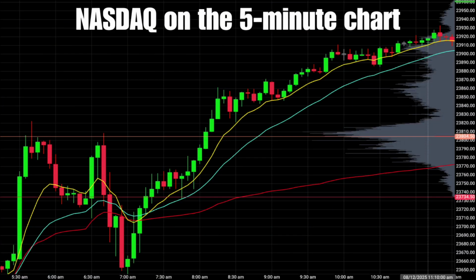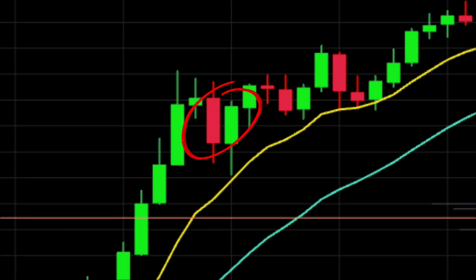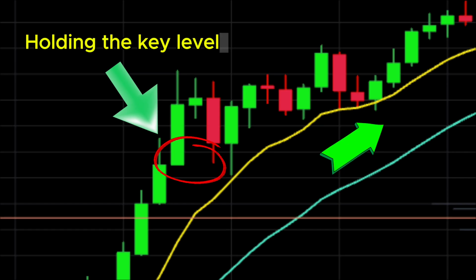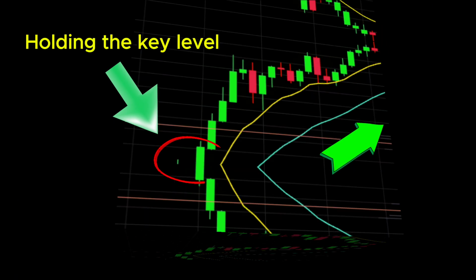Example, let's say you're watching NASDAQ on the 5-minute chart. Price has been printing higher highs and higher lows for the past hour. Even if you see a sudden bearish candle, market structure tells you the buyers are still in control. That context keeps you from panicking and selling into a healthy pullback.